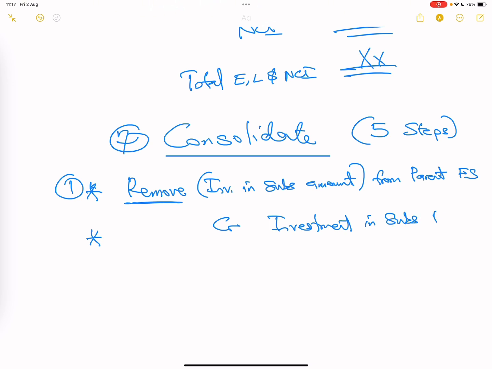Yeah? In the parent financial statement, the debit must be posted as well. And the question is, where would the debit go?